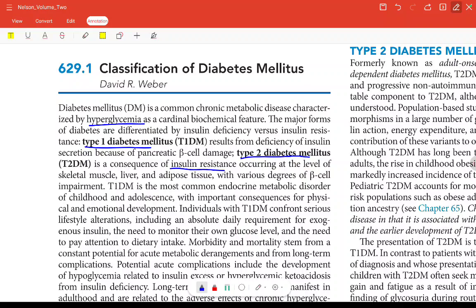Type 1 diabetes mellitus is the most common endocrine metabolic disorder of childhood and adolescence with important consequences for physical and emotional development. Individuals with type 1 DM confront serious lifestyle alterations, including an absolute daily requirement for exogenous insulin, the need to monitor their own blood glucose, and the need to pay attention to dietary intake. Morbidity and mortality stem from a constant potential for acute metabolic derangements and from long-term complications.